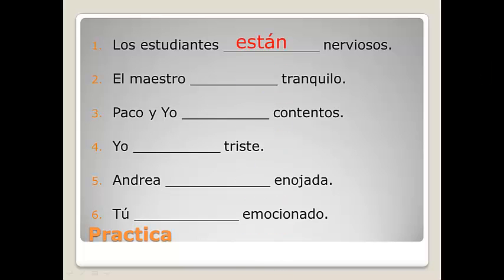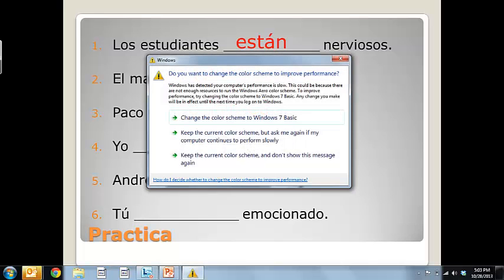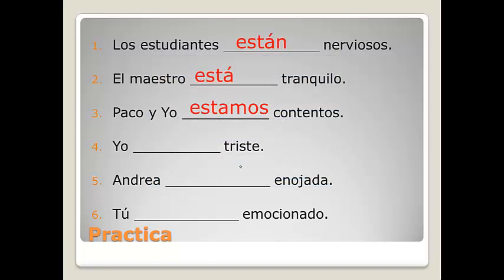Los estudiantes están nerviosos. So we're talking about multiple people, so we have to use the plural verb. Now notice how also nerviosos is plural to agree with los estudiantes. El maestro está tranquilo. Paco y yo estamos contentos. Yo estoy triste. Andrea está enojada. Y tú estás emocionado.